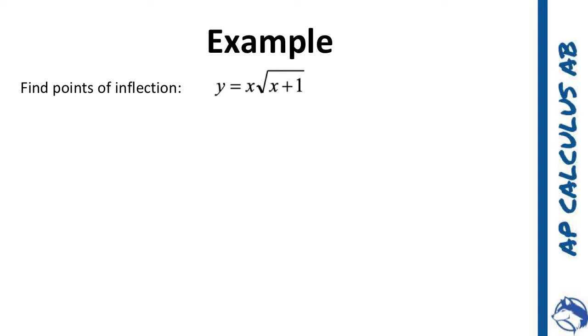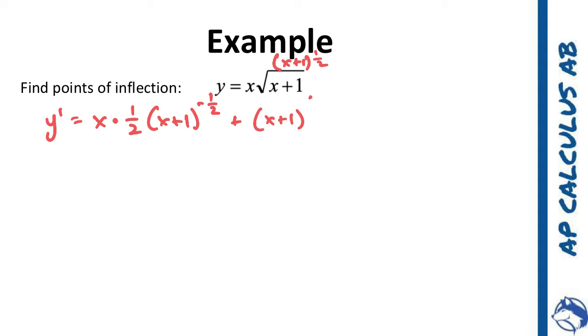Alright, so we're finding points of inflection here, so we want to go ahead and take the derivative, and we're going to do the derivative twice. So this is a product rule here. I like to think of this as x plus 1 to the 1/2. So first one times the derivative of the second one, plus the second one times the derivative of the first one, which is just 1.